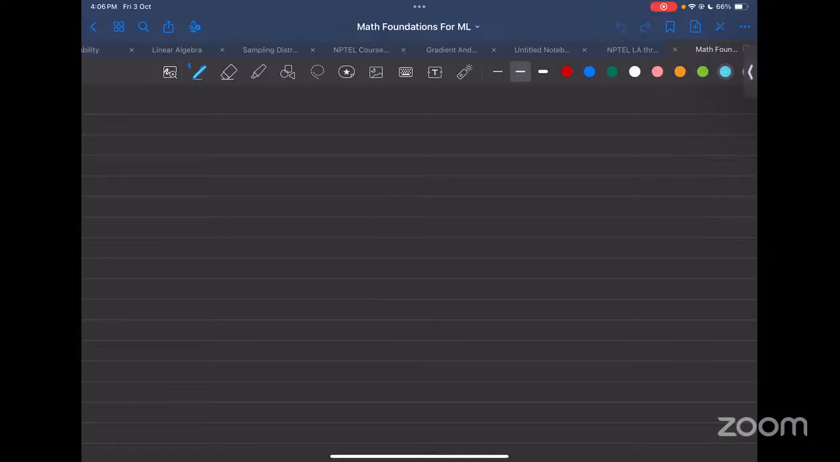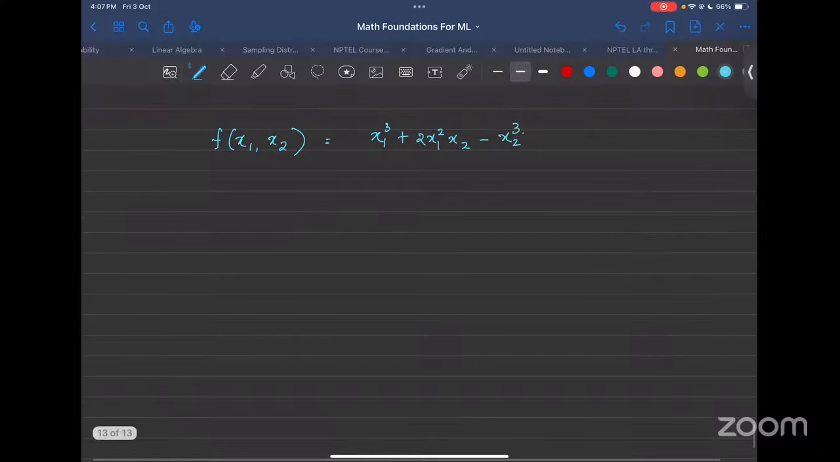Let's say we have a function f of x1, x2, which is x1 cube plus 2 x1 squared x2 minus x2 cube. The gradient we need to calculate is nothing but the partial derivative with respect to x1 and the partial derivative with respect to x2: dou f by dou x1, dou f by dou x2.